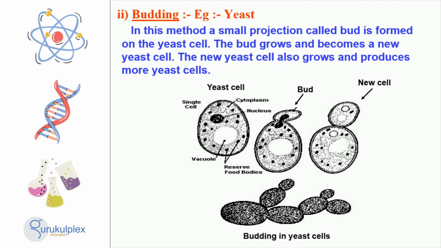In yeast cells, the bud that develops eventually matures into a new cell, and with this new cell, more yeast cells can be generated, leading to a rapid reproduction rate.